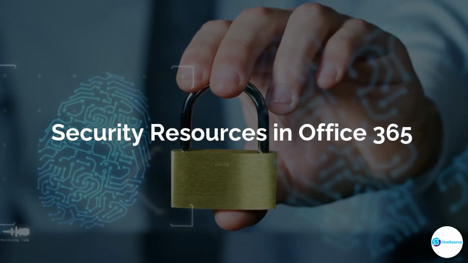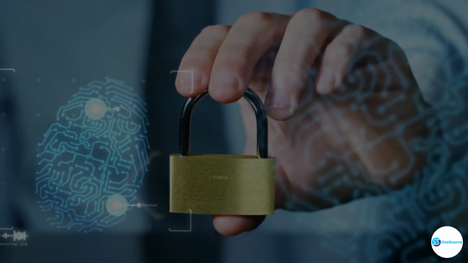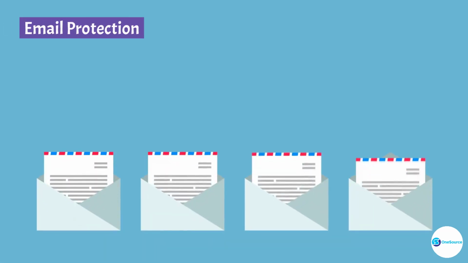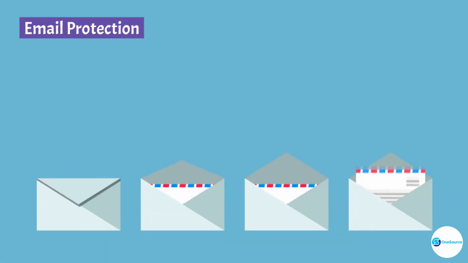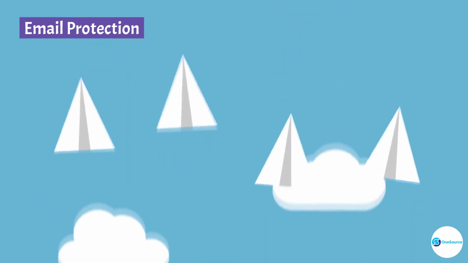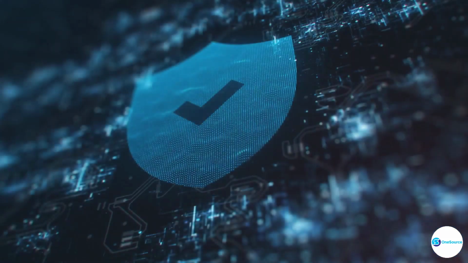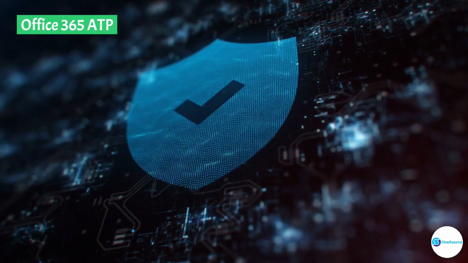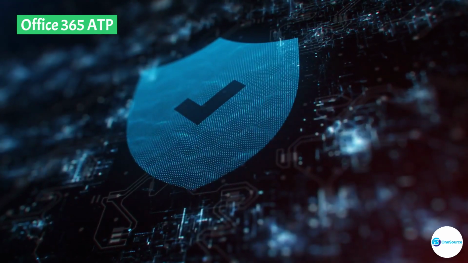Security resources in Office 365. Office 365 offers protection from email-borne threats, with Office 365 Advanced Threat Protection and Exchange Online Protection. Office 365 offers advanced threat protection for SharePoint, OneDrive, and Microsoft Teams.